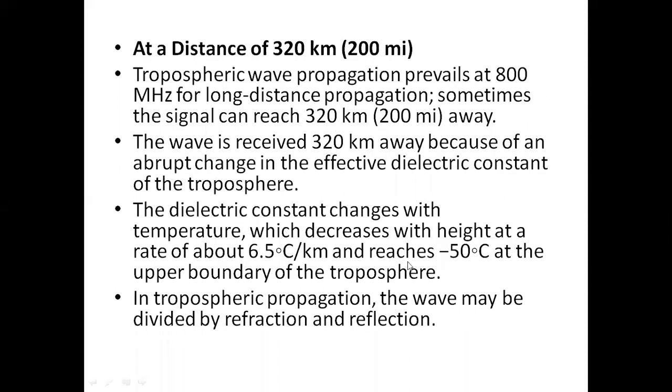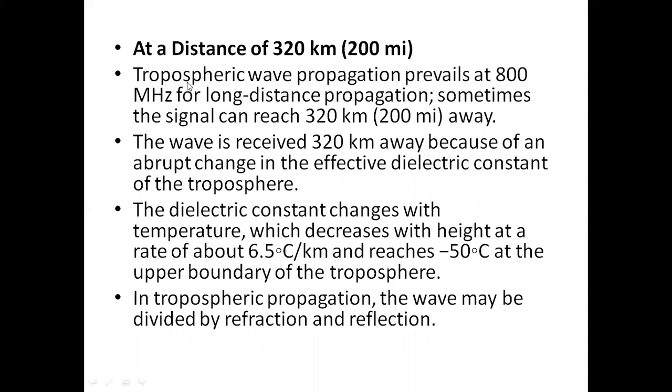And let us take another distance, at a distance of 320 kilometers. That is approximately 200 miles, which is larger than 50 miles. Here, because of tropospheric wave propagation, because of the tropospheric atmosphere, the wave is propagated and extends at 800 megahertz for longer distance propagation. Sometimes the signal can reach 320 kilometers away, that is 200 miles away.